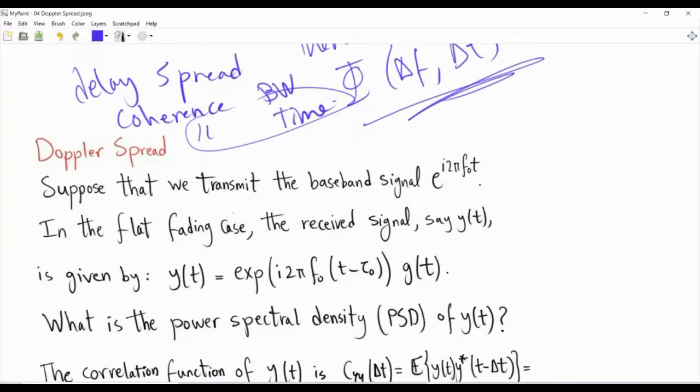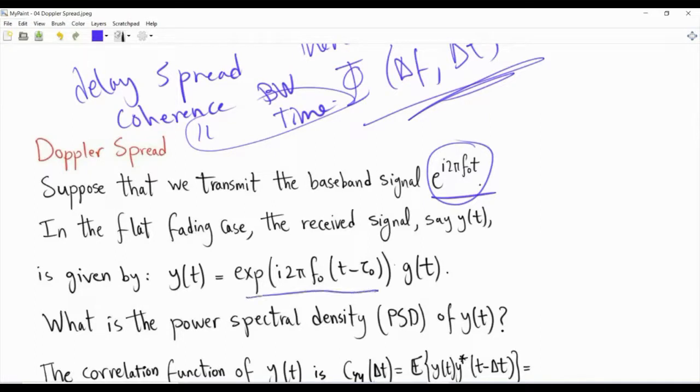Suppose that, I mean, we don't do this in an actual communication system, but suppose that we just transmit a pure tone. So suppose that you just send from the transmitter a sinusoidal signal with frequency f0. That's it. No symbols, nothing, so that we can focus on what happens to this pure tone. Again, if you have symbols, things will be complicated. So just suppose that your baseband signal is e to the i 2 pi f0 t, and now this becomes your s of t.